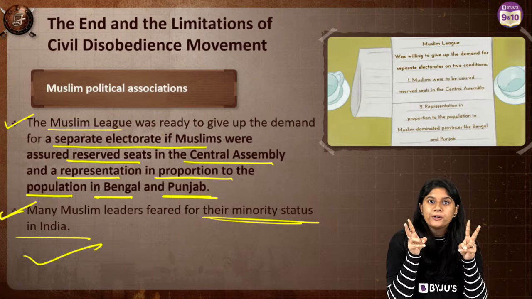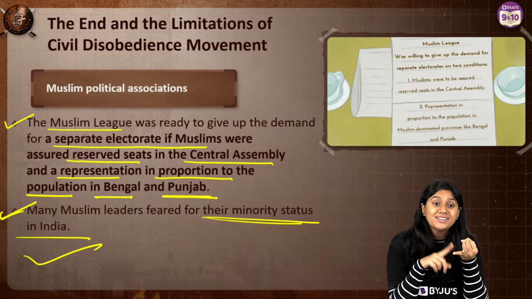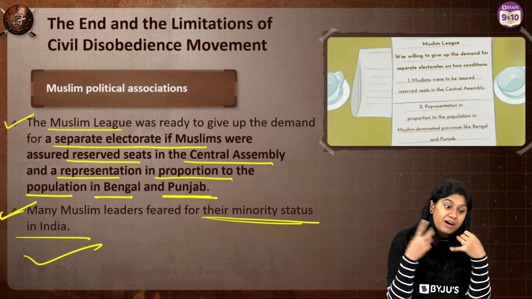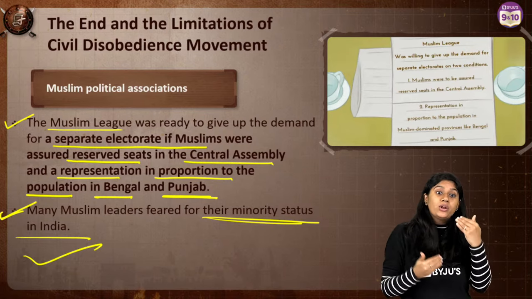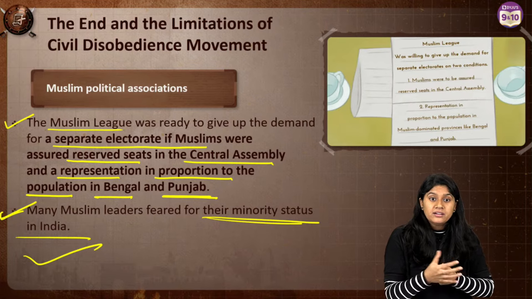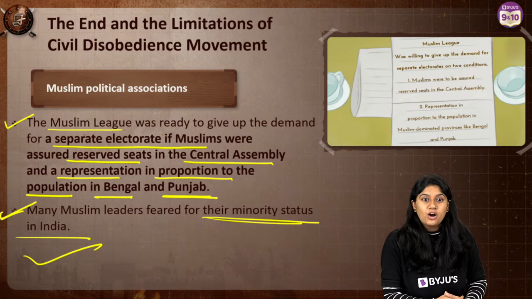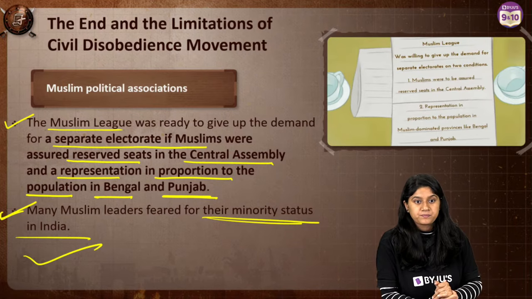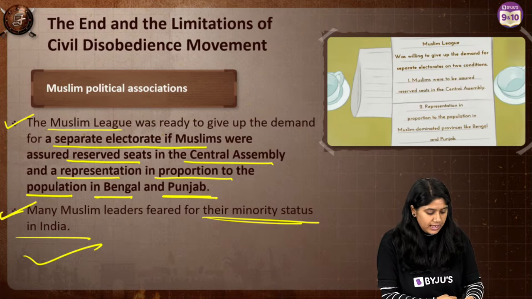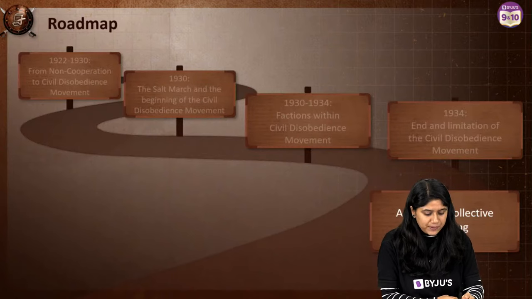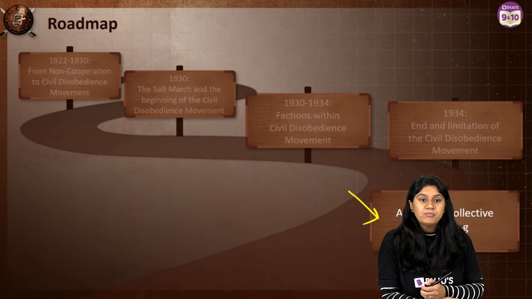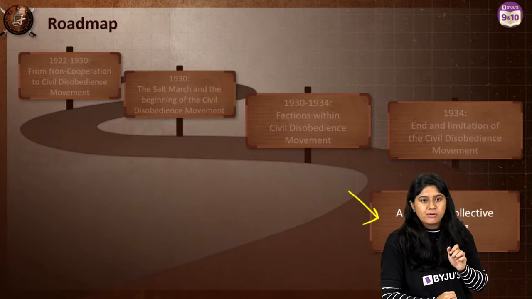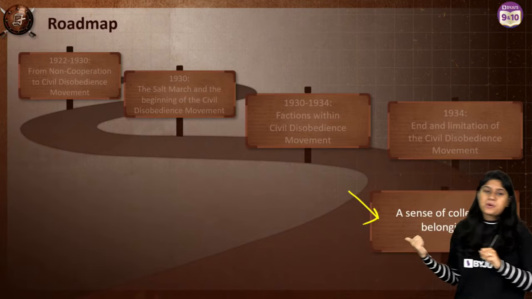So, two important topics we have just discussed. What are the limitations of the civil disobedience movement? Why did the civil disobedience movement, when relaunched again, not have that success? Okay, last topic, everyone. A sense of collective belongingness. I'll not spend much time over here. It's the easiest topic from this chapter.